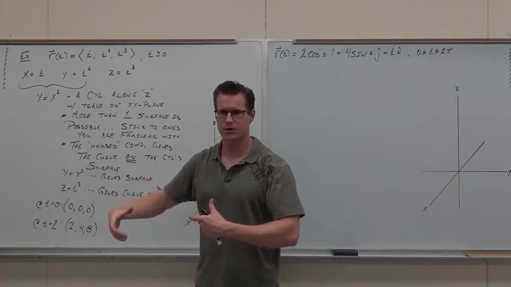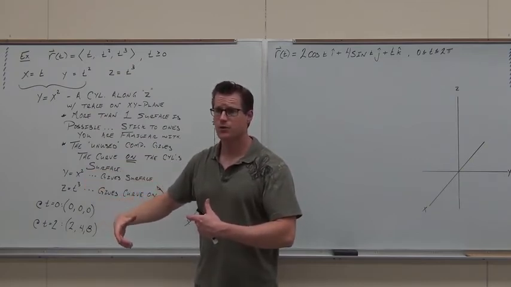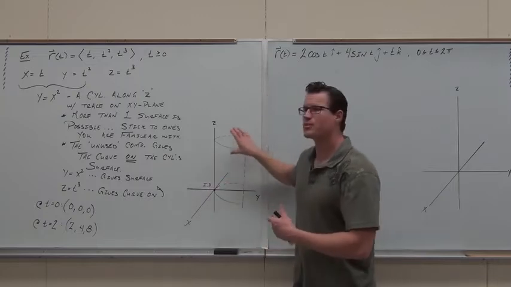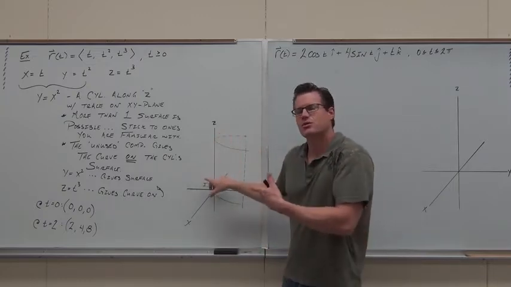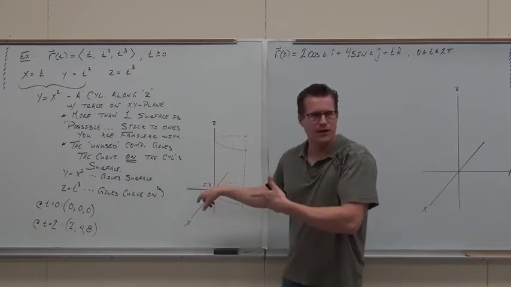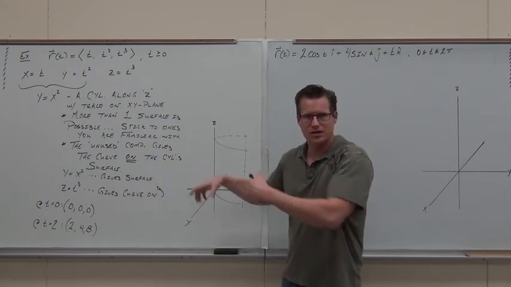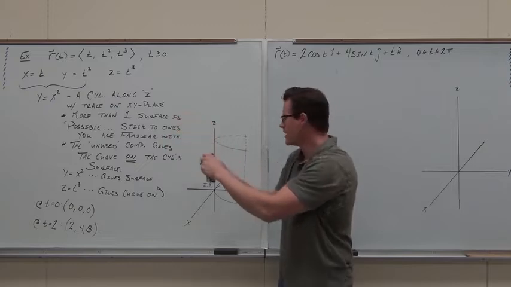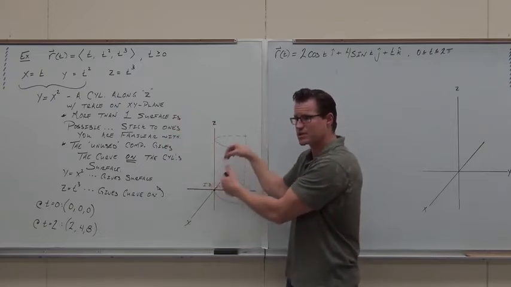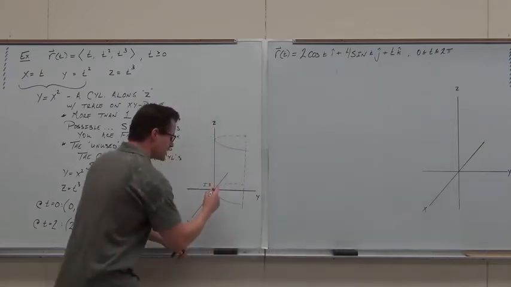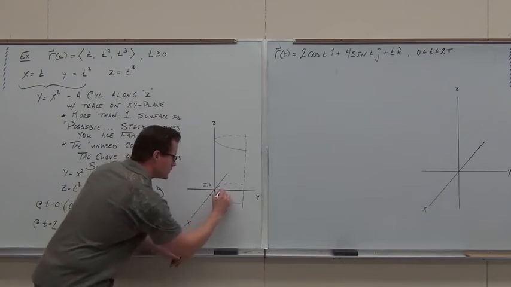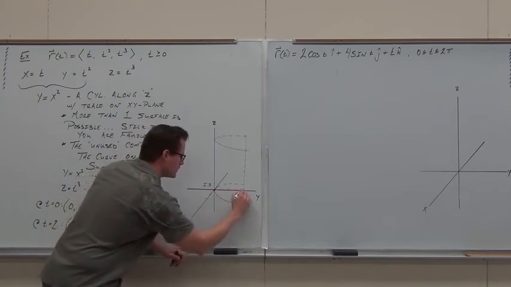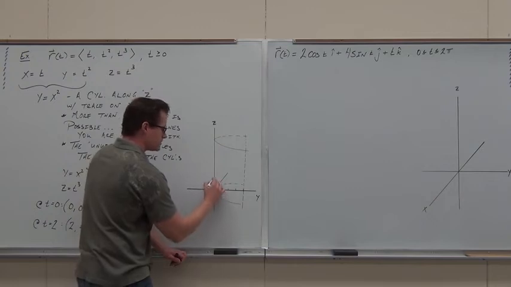Are you with me on this one? Listen, 2, 4, 8 has got to be somewhere on the surface, just like 0, 0, 0 is somewhere on that surface. You guys get it? Just like the curve had to be on the initial curve, the vector function has to be on the surface. That point's got to be there. So we're going to estimate, here's 2, 4, let's make it.